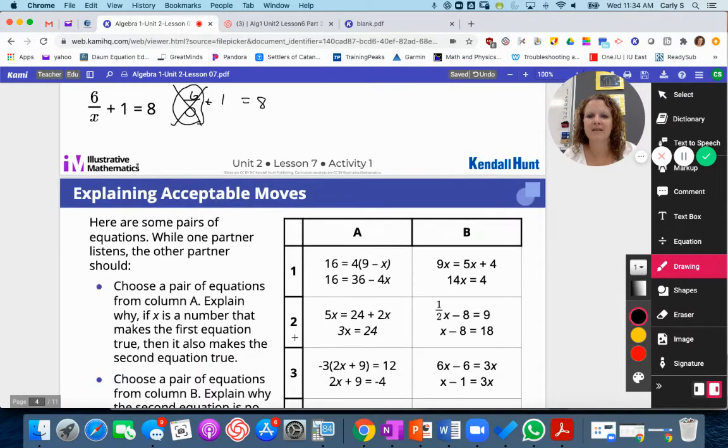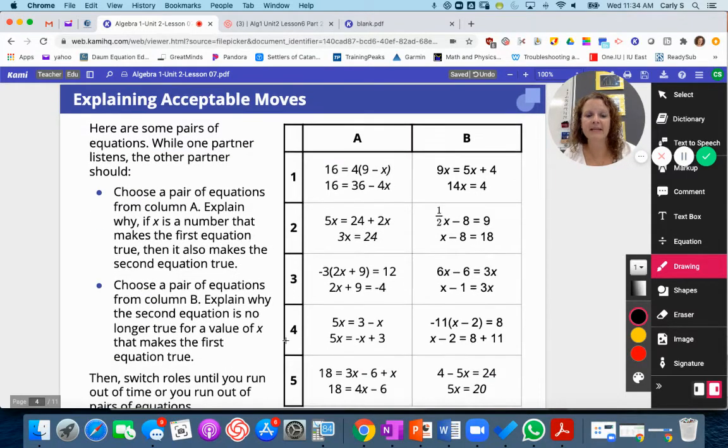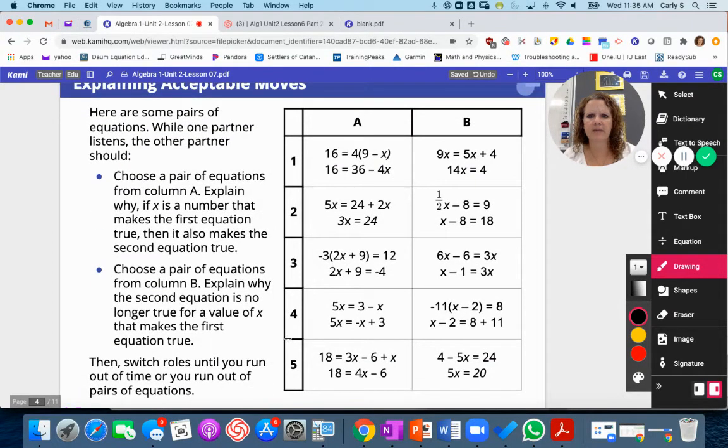Okay, all right, so let's move on. Explaining acceptable moves. I have another sheet of paper all set up to do this, but here are some pairs of equations. While one partner listens, the other partner should choose a pair of equations from column A. Explain why if x is a number that makes the first equation true, then it also makes the second equation true.